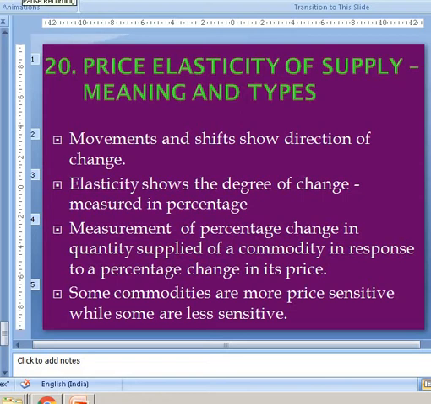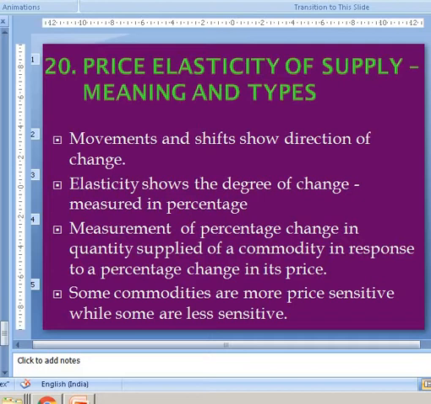Good day, students. Today we are going to look at subtopic 20 in your syllabus, price elasticity of supply. And in that we are going to look at the meaning and the types. Now, we have already covered this subtopic in elasticity of demand. So the concept of elasticity will be the same.